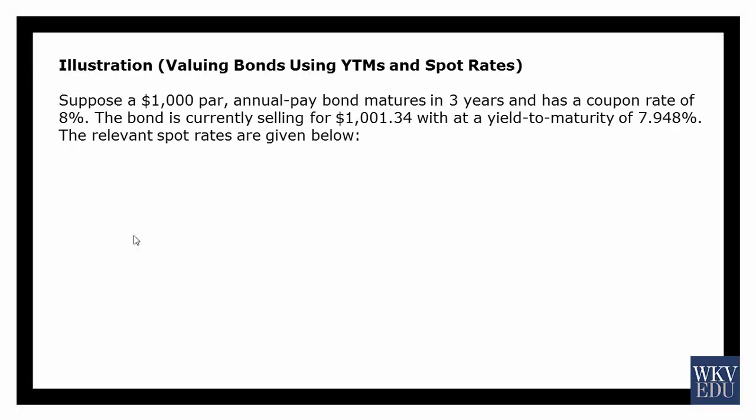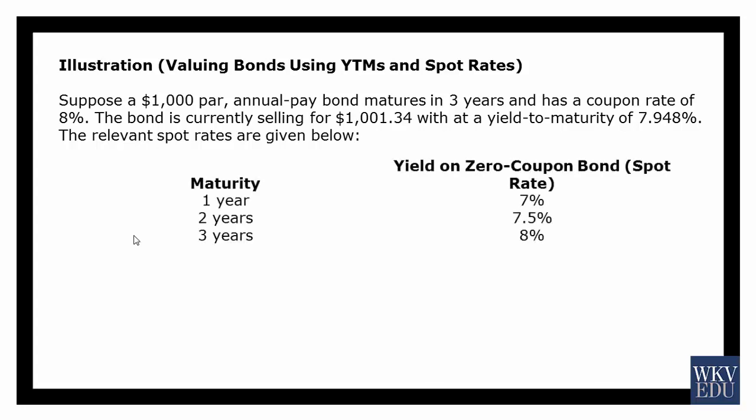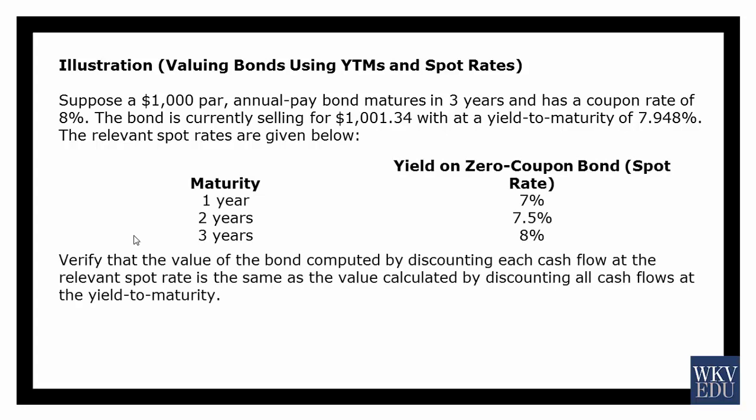Now, let's look at an example to value bonds using YTMs and spot rates. We will clearly illustrate that YTM is a weighted average of the different spot rates. Do the question and then we'll look at the solution.